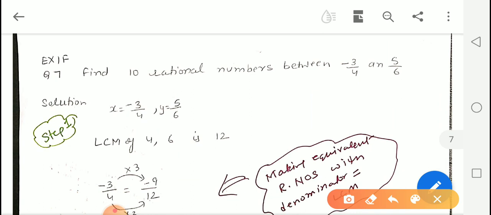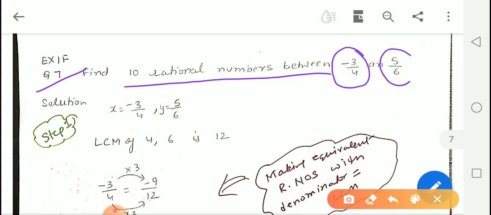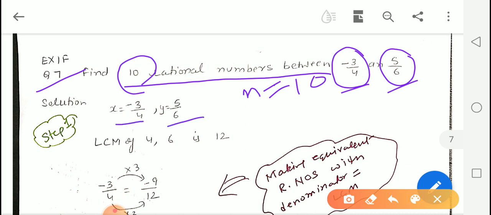Now let us do exercise 1F, question number 7. Find 10 rational numbers between -3 by 4 and 5 by 6. So we have to find the 10 rational numbers. So here n is 10 and these two are the rational numbers. x is this and y is this.